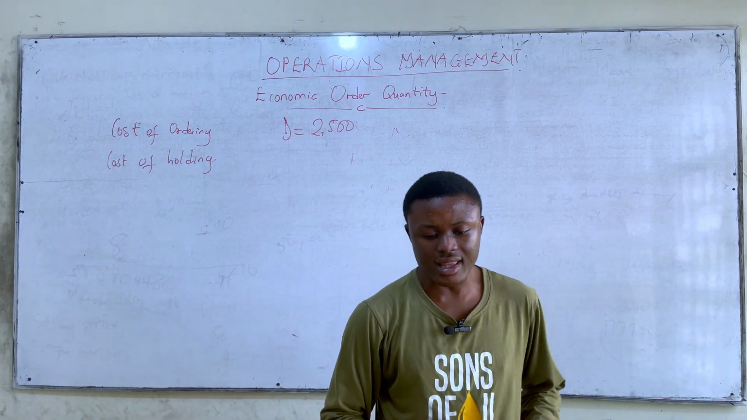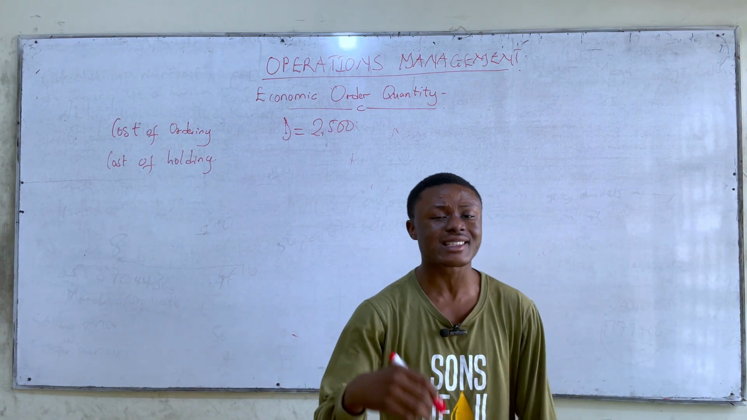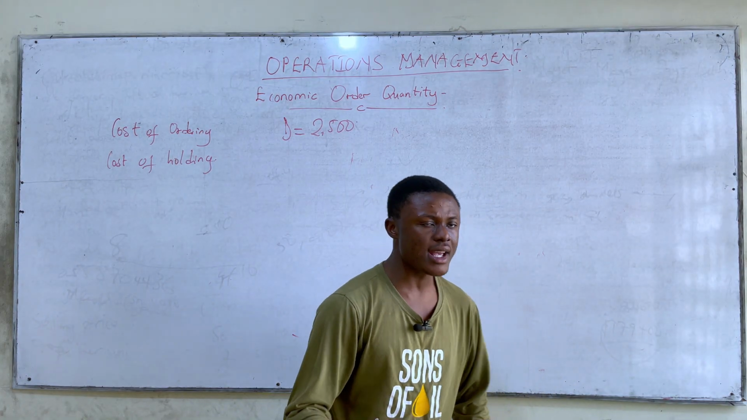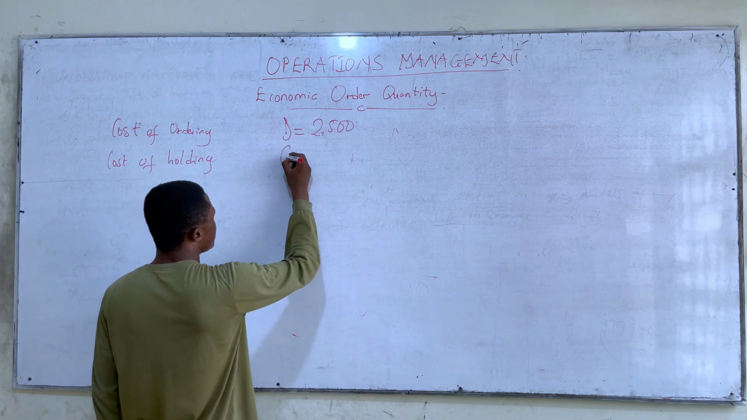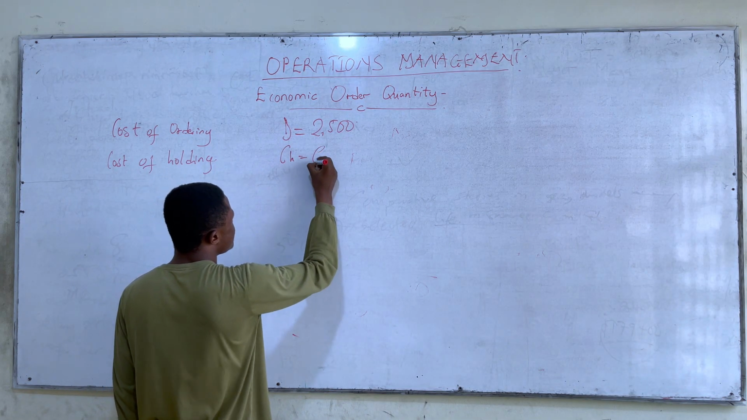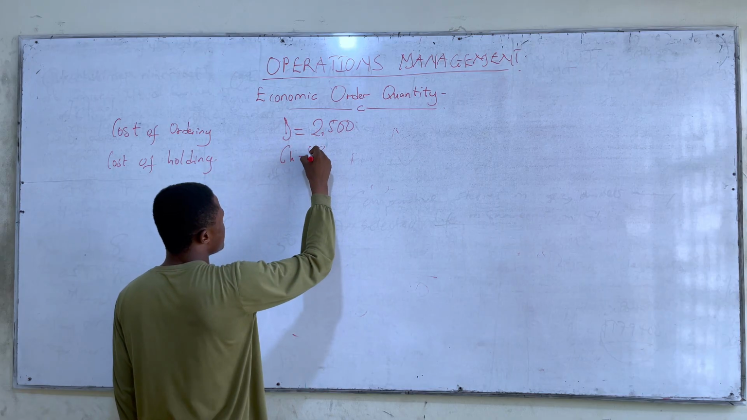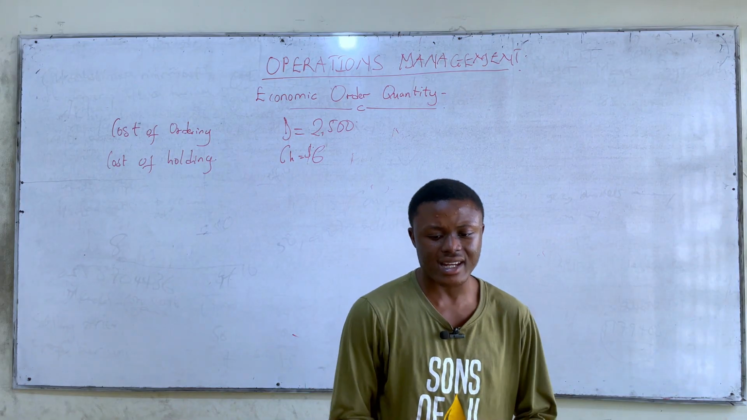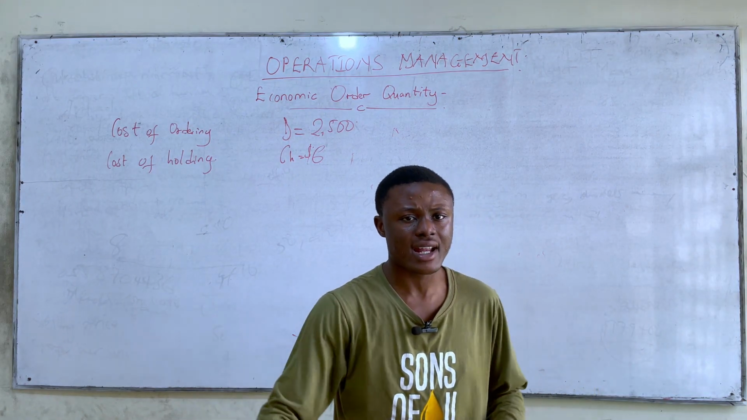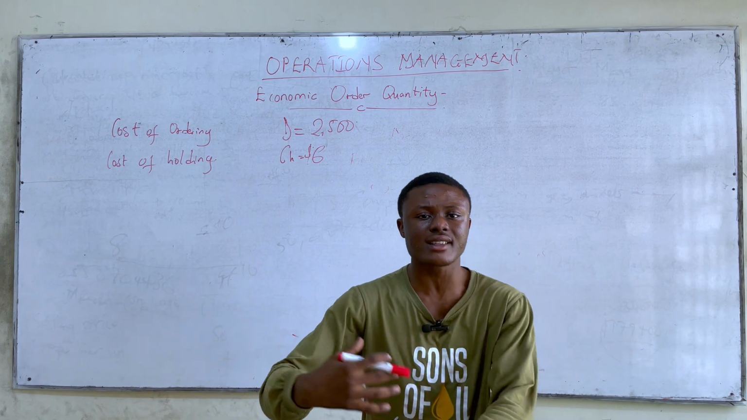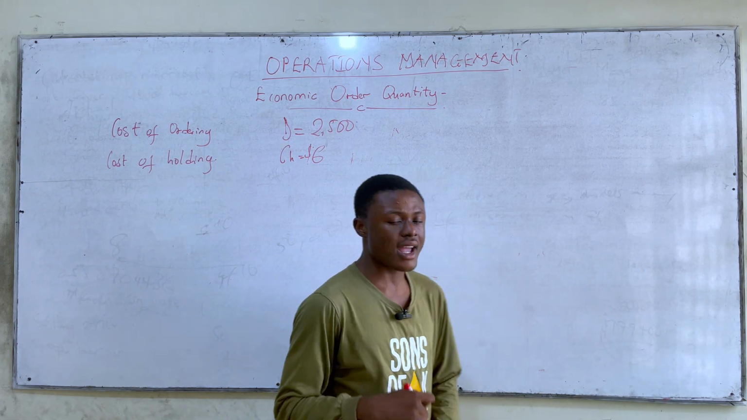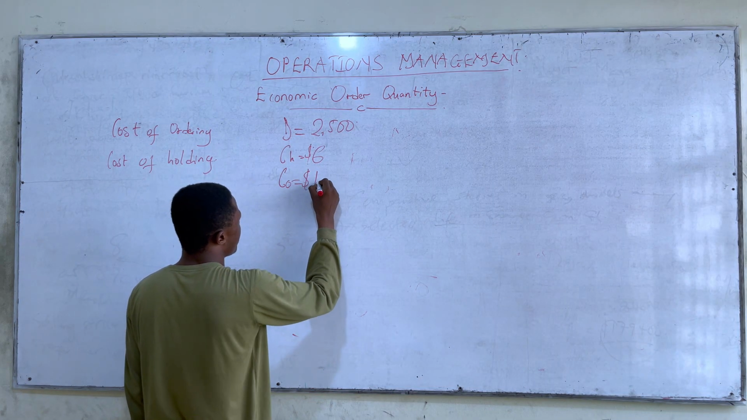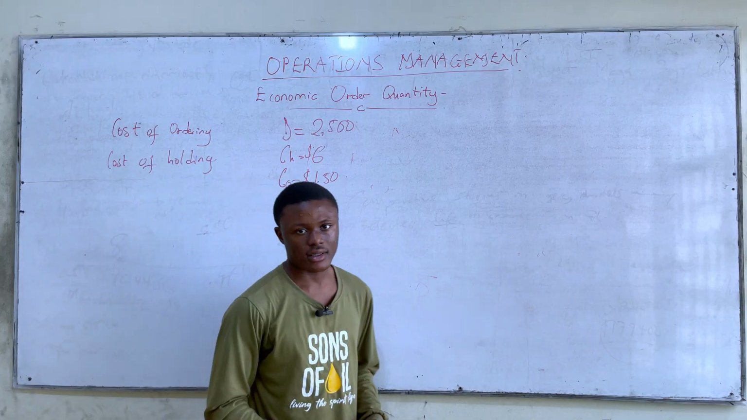And here it said that it costs the company $6 per year to hold a single unit. So that means our cost of holding is $6 per unit per year. Are we good? And the question says the cost to place an order, that means the cost incurred in placing an order, an ordering cost, is $1.50. So here $1.50. Are we good?